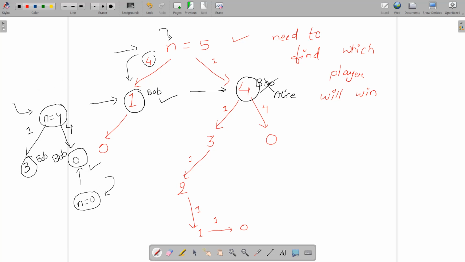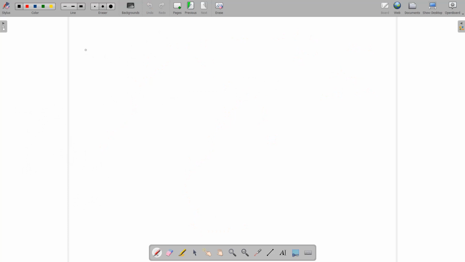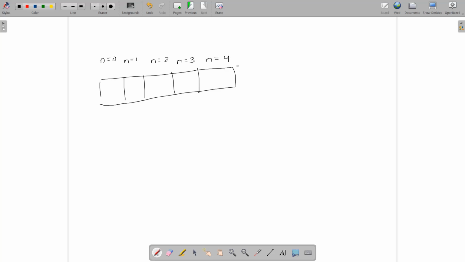So this is the entire concept, and we are going to do that by using a simple linear DP array, which will help us. So we will start with n equal to 0. Let me take some of the examples. n equal to 0, n equal to 1, n equal to 2, n equal to 3, n equal to 4, and let's say we have another, n equal to 5.